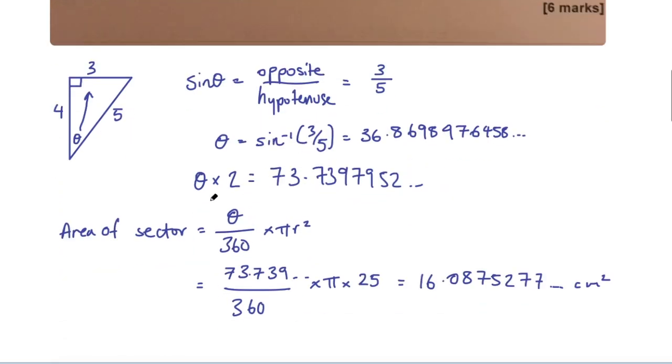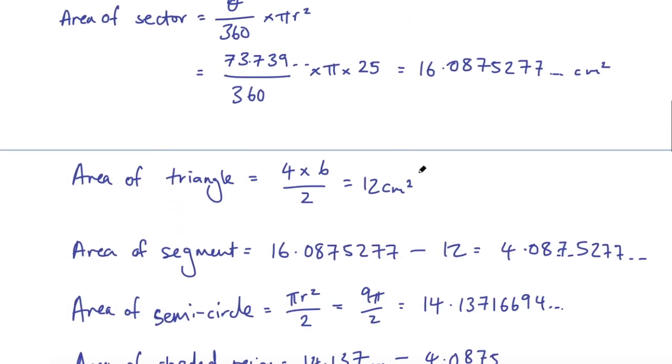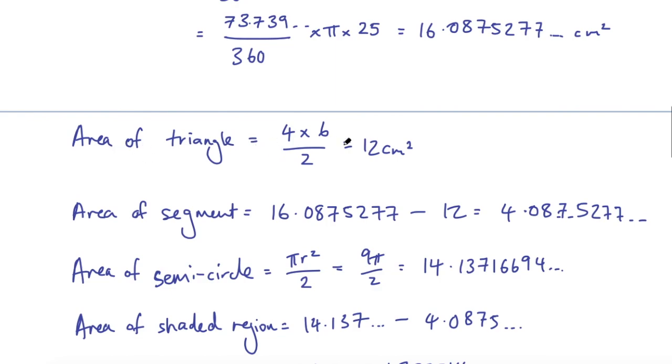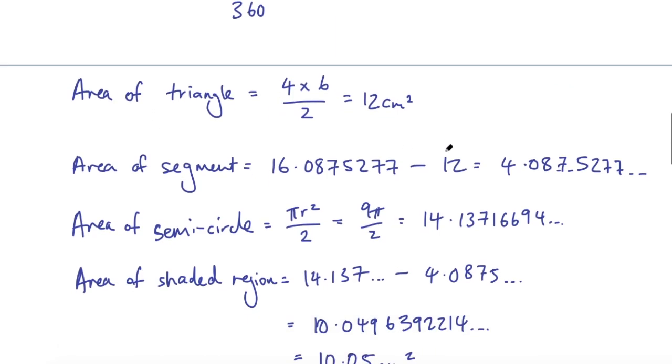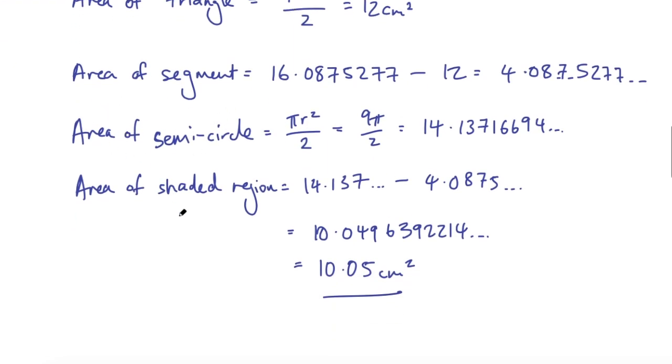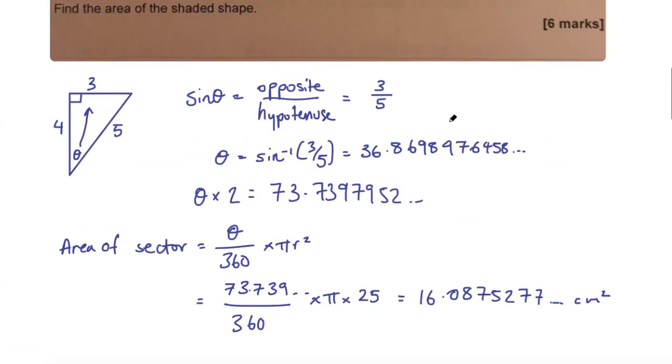So I found the angle at the center of this sector, then I found the area of the sector, then I found the area of the triangle in that sector in order to find the area of the segment. Then I found the area of the semicircle, then I found the area of the shaded region. So there's a lot of steps involved there.